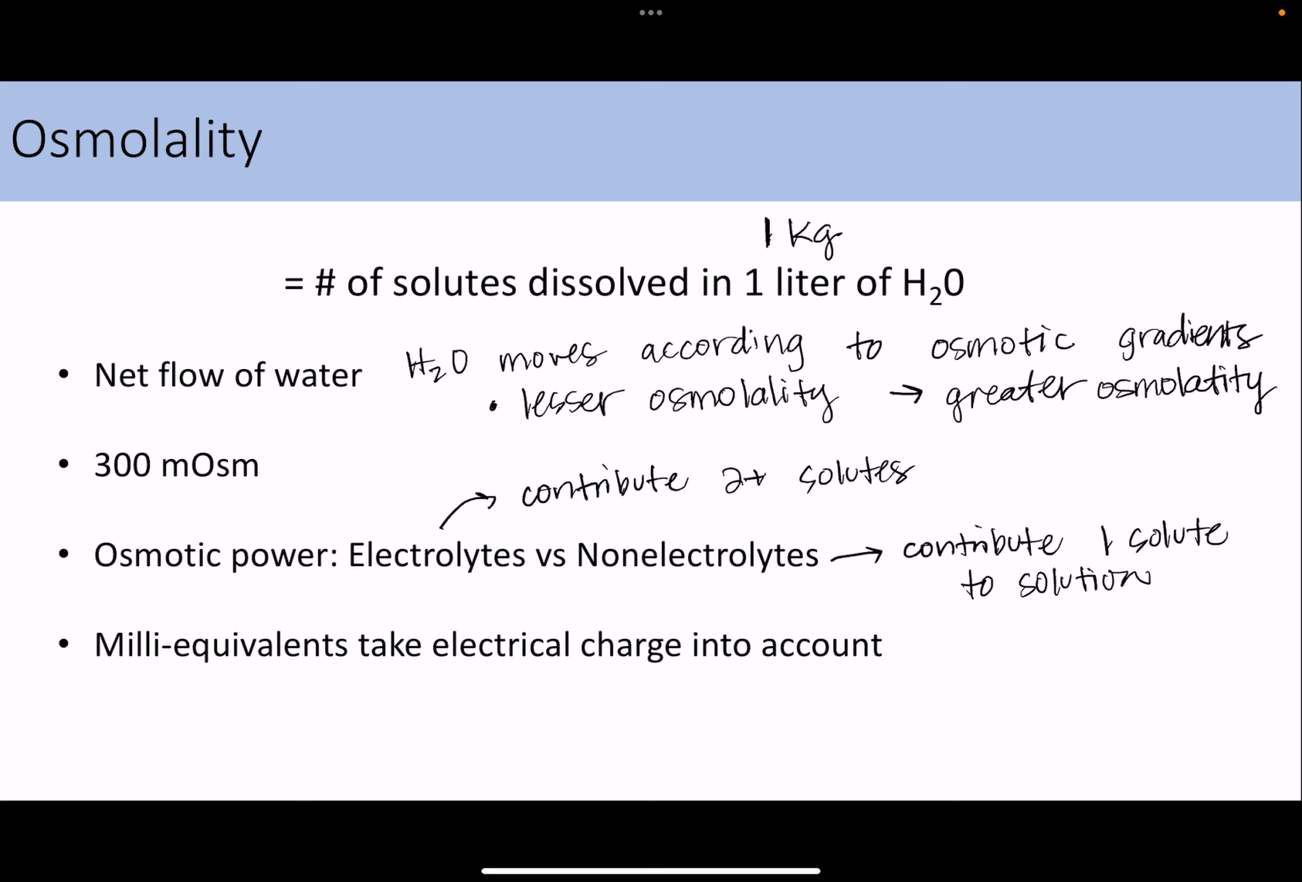So for these electrolytes, we use milliequivalents to measure them because it takes their electrical charge into account. Are they a plus, 2 plus, minus, 2 minus? Milliequivalents takes that into account. Non-electrolytes.